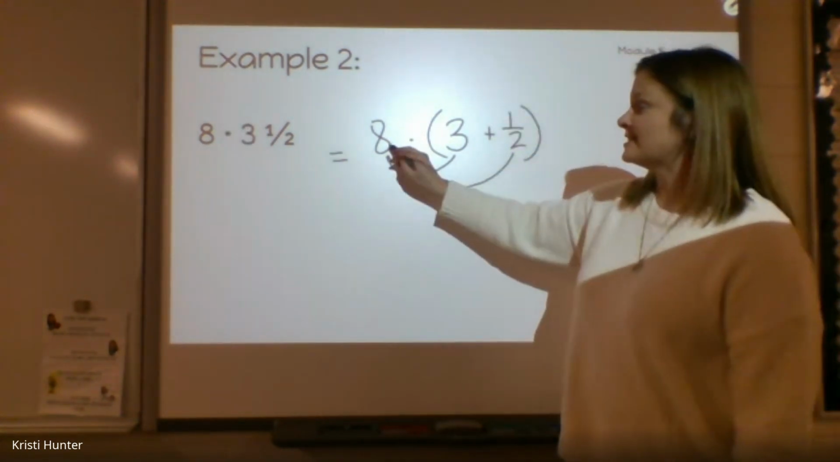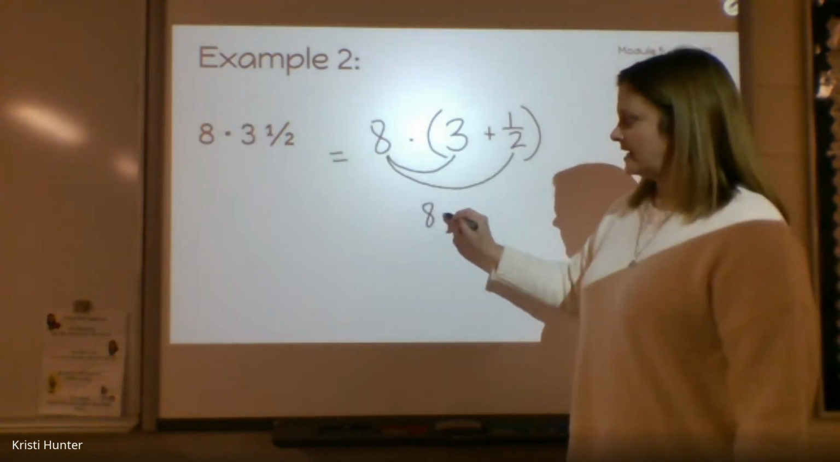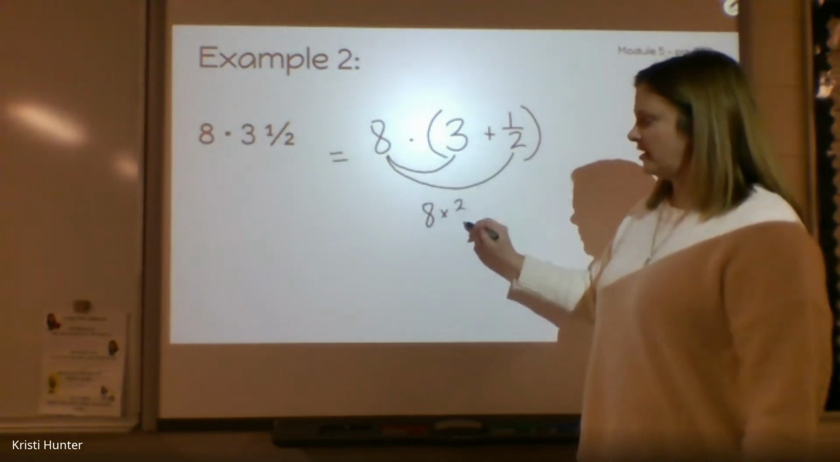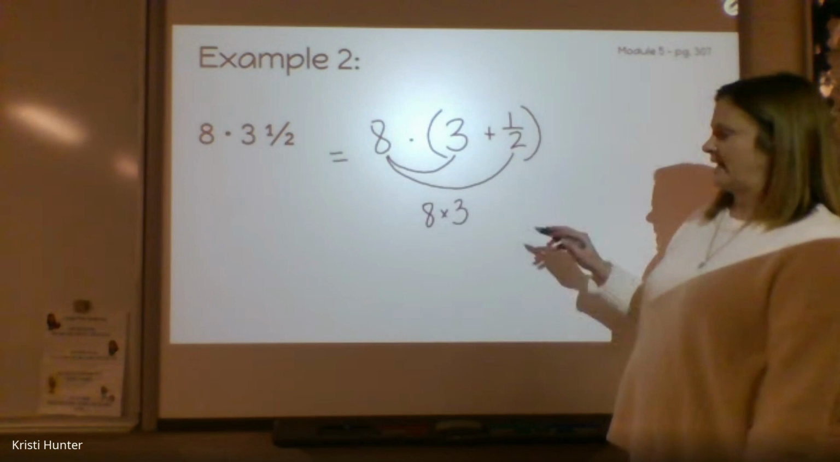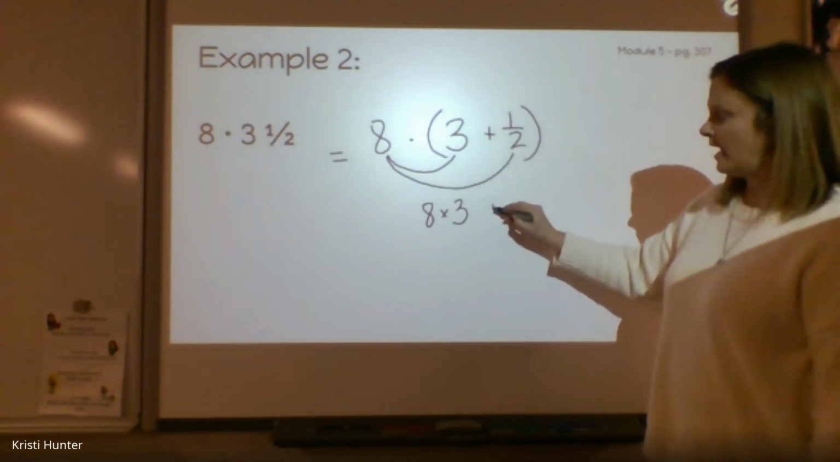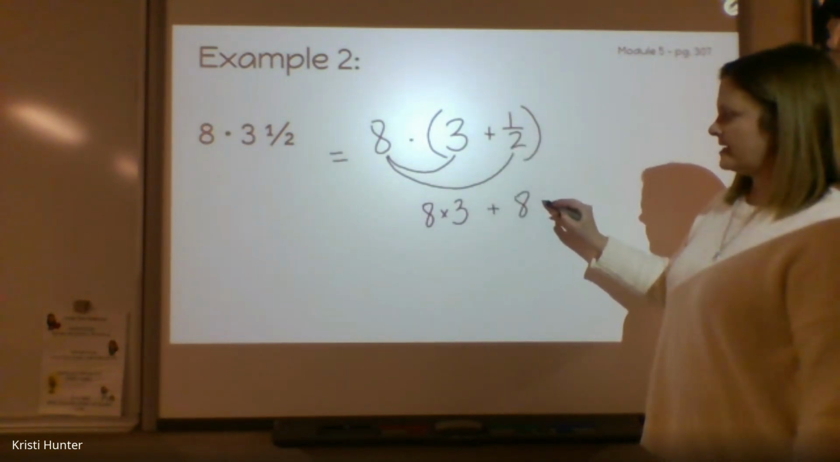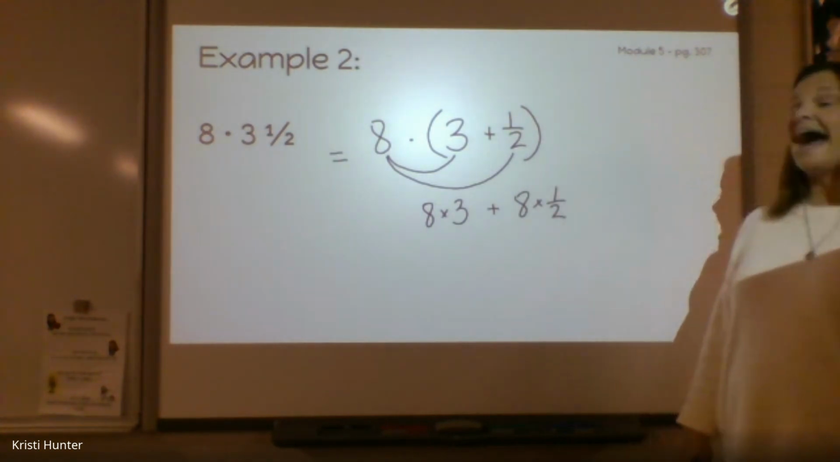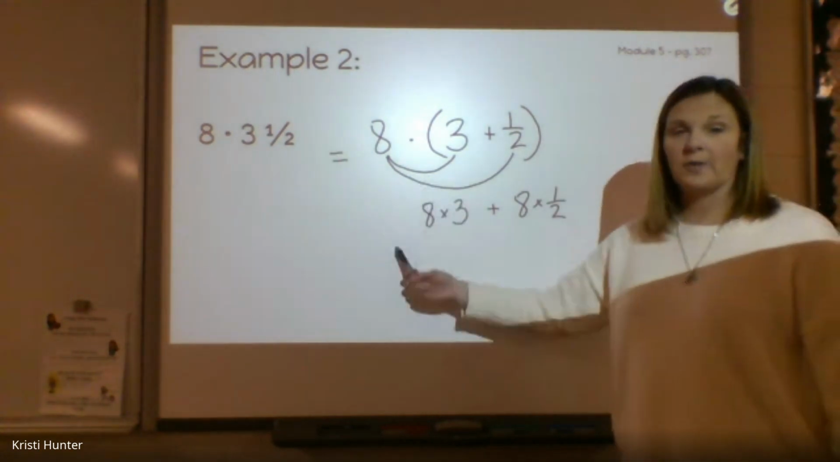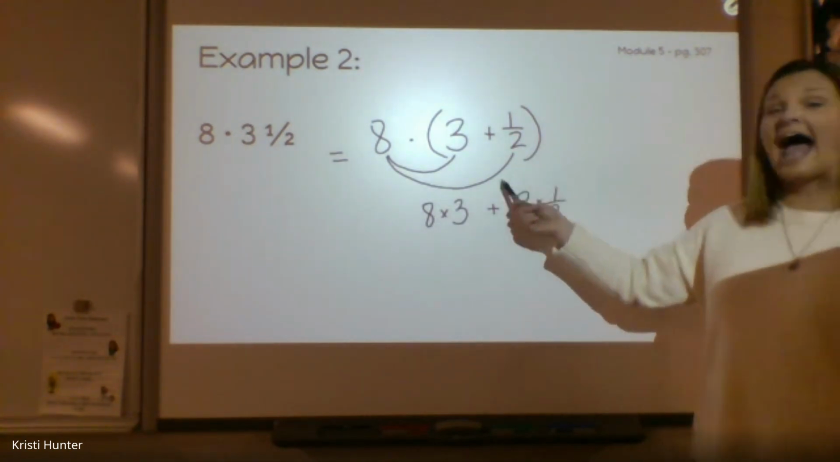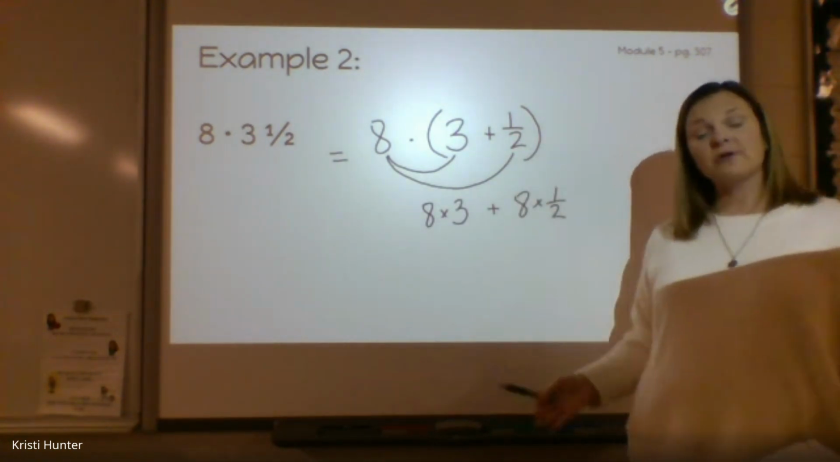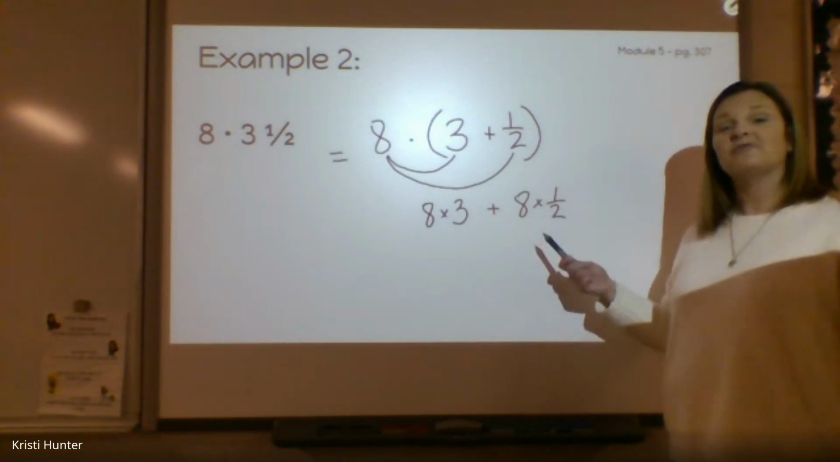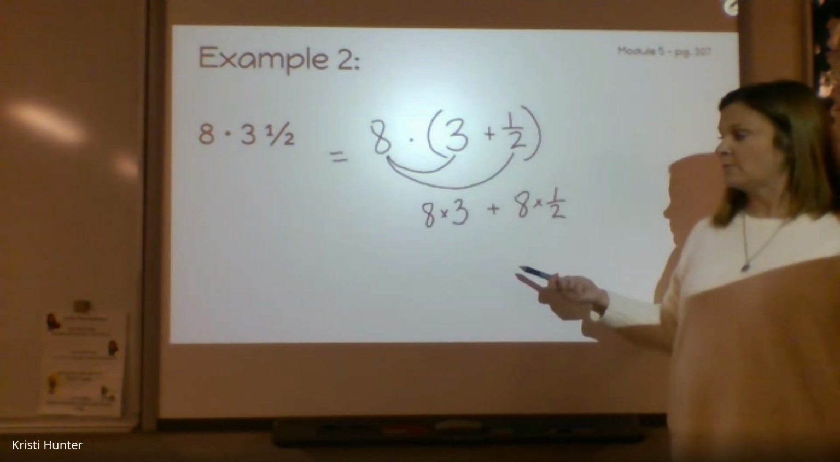So I'm going to still take 8 times 3. That's going to be my first problem. No variables here, so I'm going to go ahead and use my x again. Plus 8 times the 1/2. Now I have a numerical equation that I have the values. I have all the values. So I can find, what does this equal?